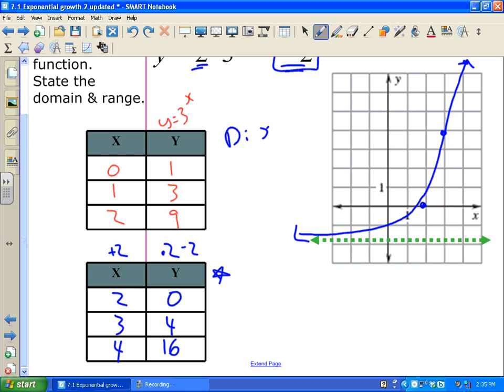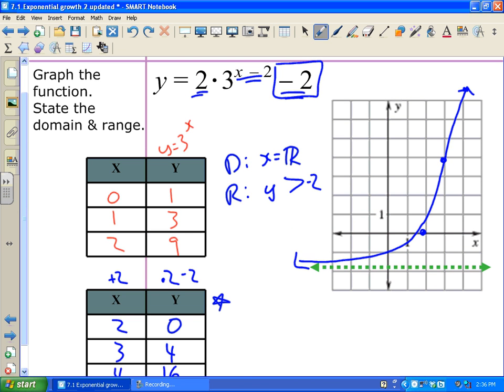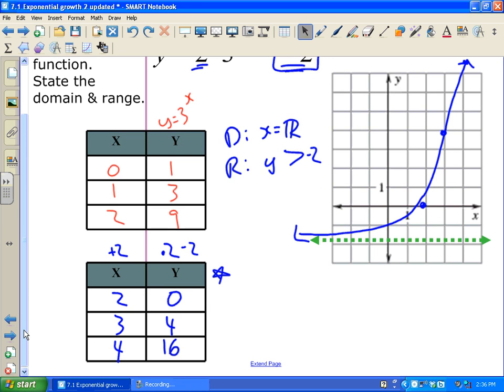Domain, x is all real numbers. Range, we have a range restriction. It's given to me in terms of my y values. And y is greater than -2. Easy peasy. Parent function, translate, graph, cover your asymptotes, play doctor.